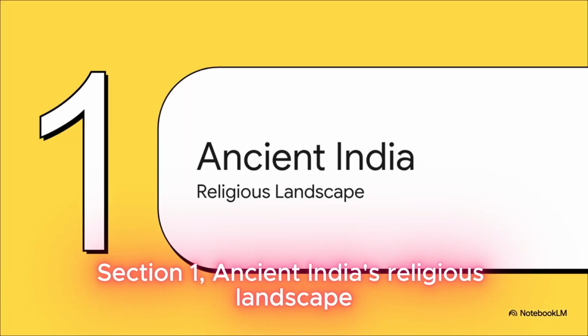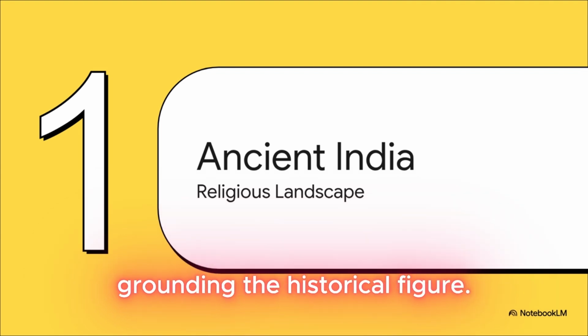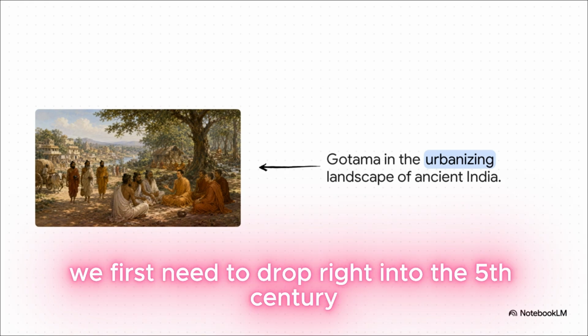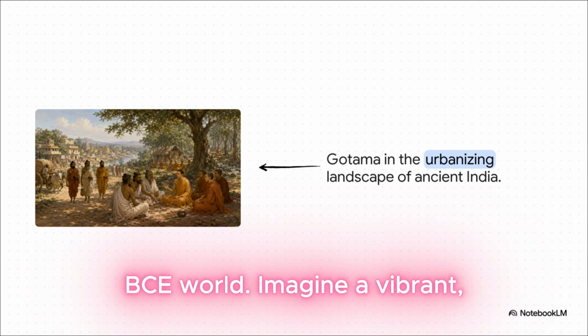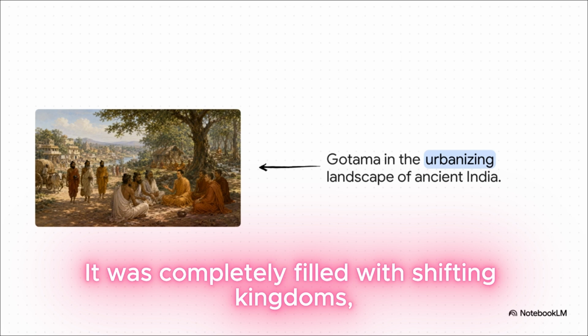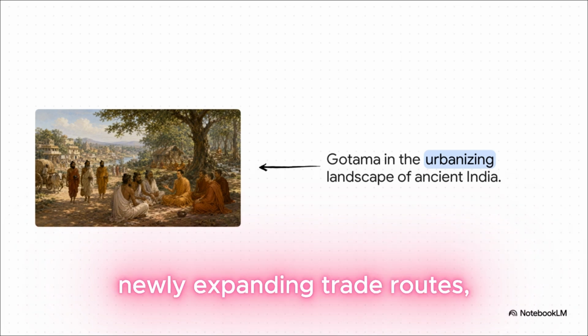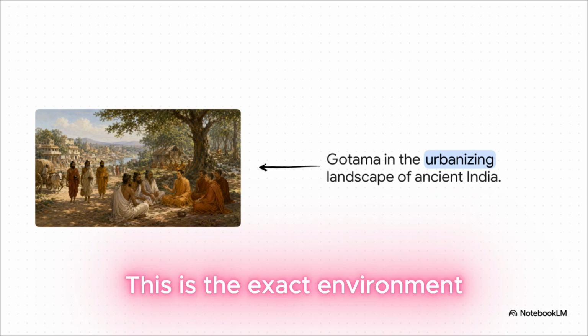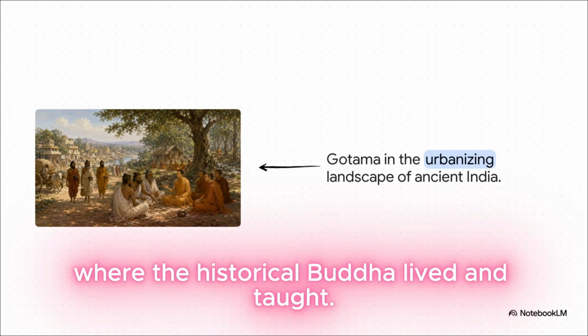All right, Section 1, Ancient India's Religious Landscape, Grounding the Historical Figure. To really understand this journey, we first need to drop right into the 5th century BCE world. Imagine a vibrant, rapidly urbanizing landscape in ancient northern India. It was completely filled with shifting kingdoms, newly expanding trade routes, and these incredibly intense philosophical debates. This is the exact environment where the historical Buddha lived and taught.